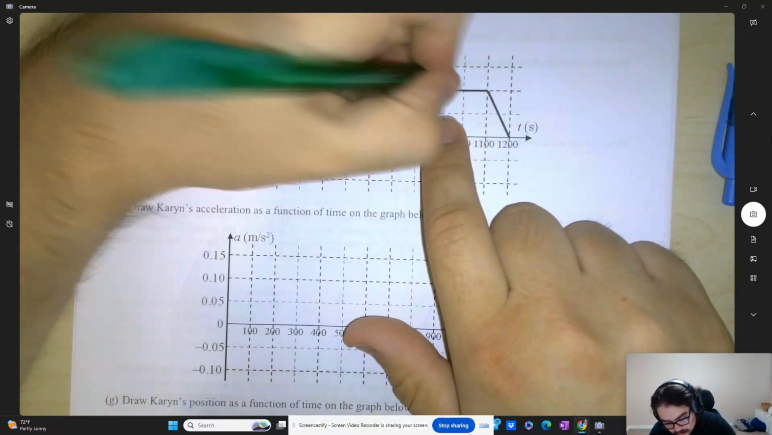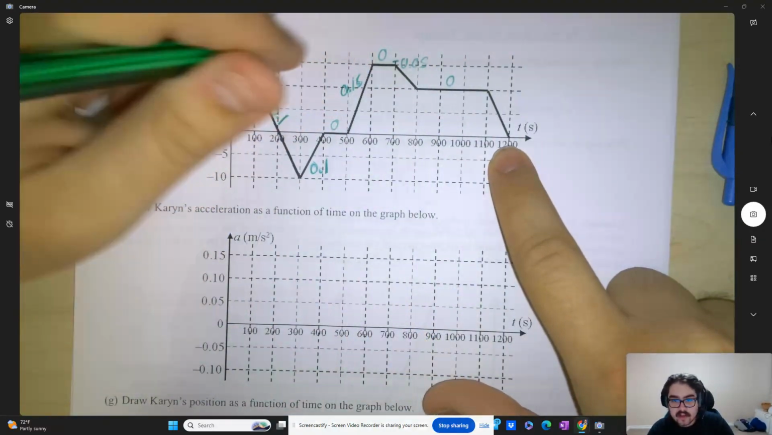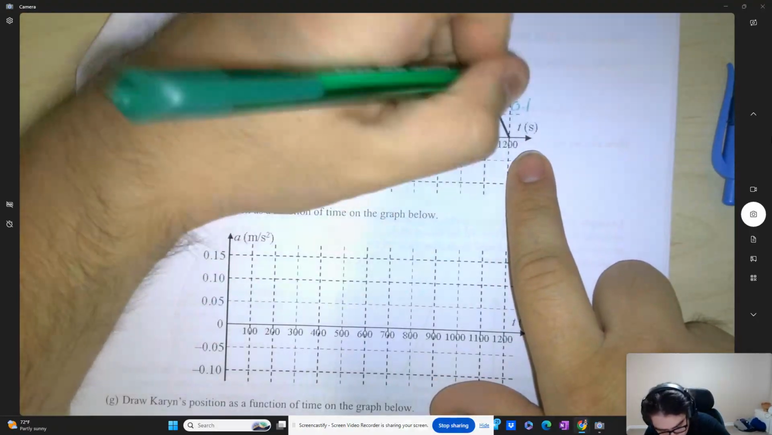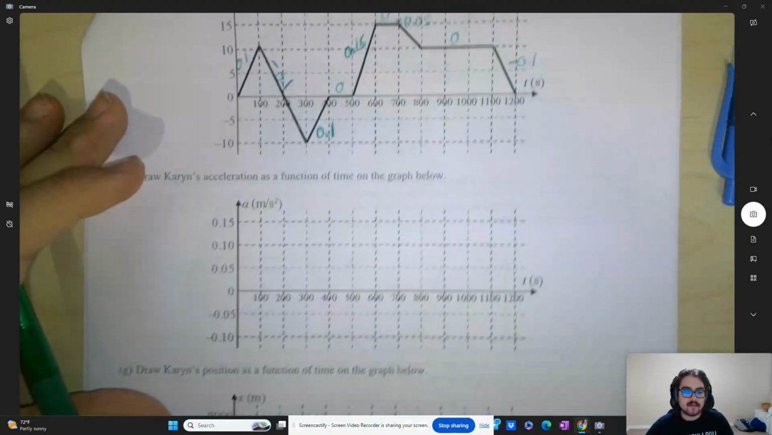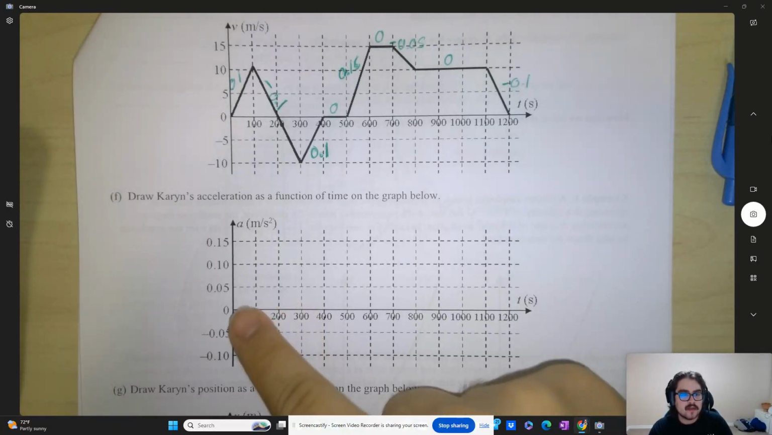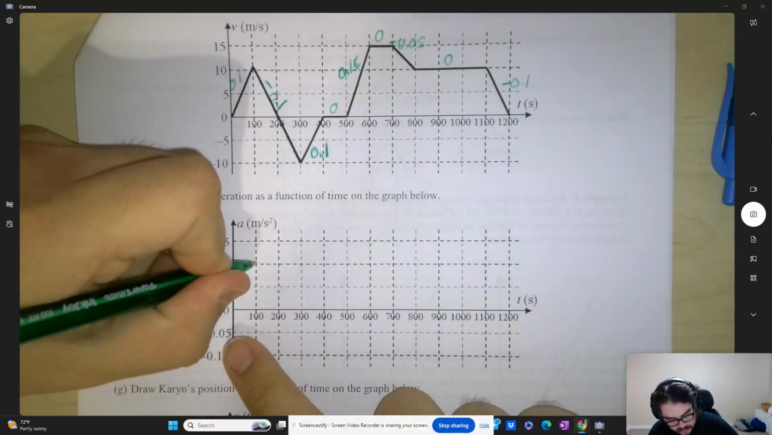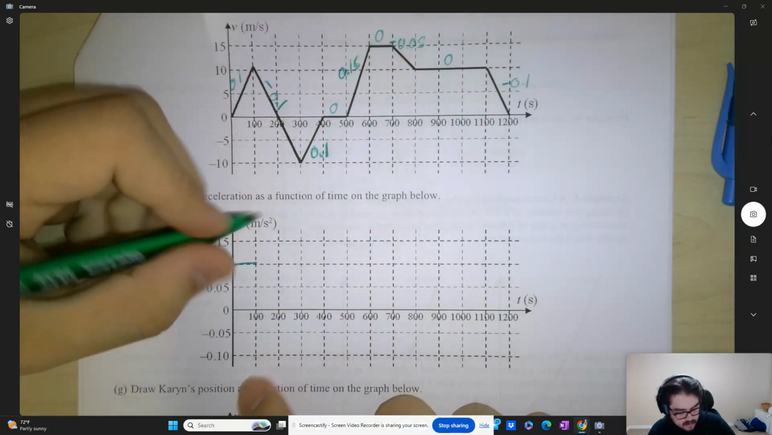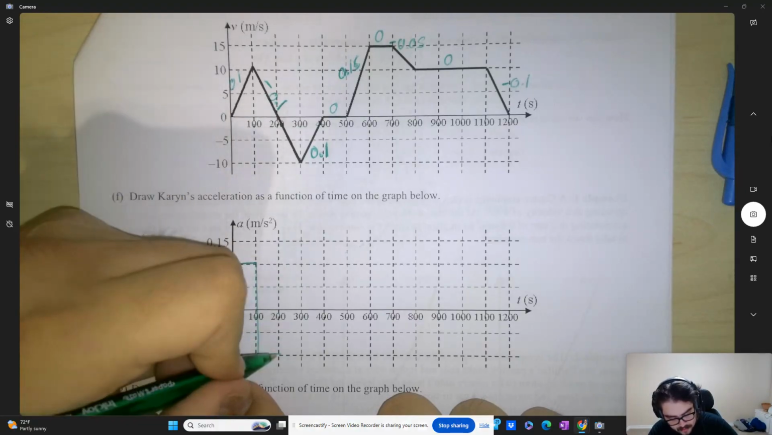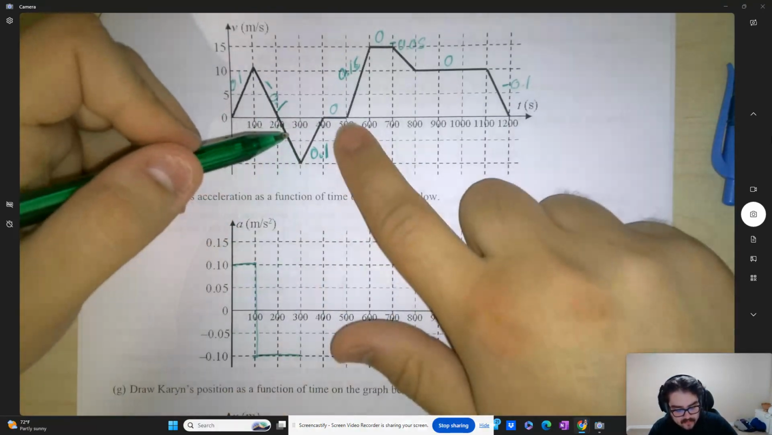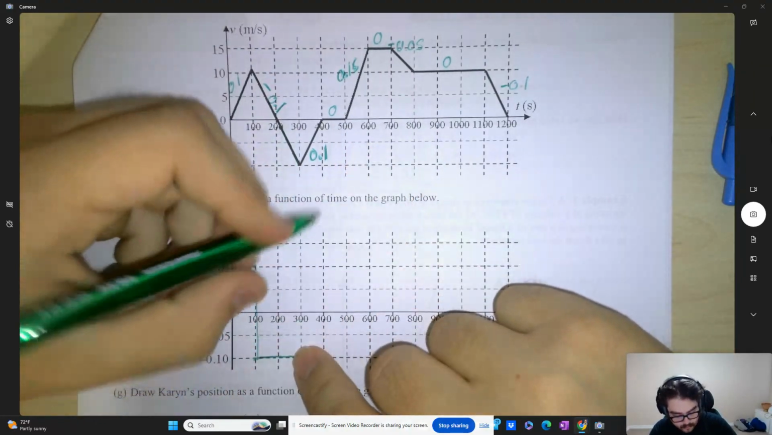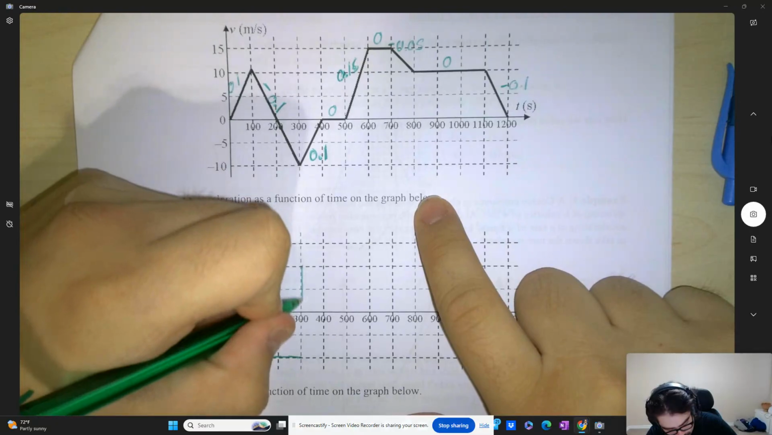This part right here has 0 slope. And then right here, our rise is 10, our run is 100. That gives you negative 0.1. So I've got all my slopes. Now what I've got to do is just draw the acceleration function, and it should be a series of steps. So I'm 0.1 for the first 100 seconds, and I jump down to negative 0.1 for the next segment. I do that until I hit 300. Between 300 and 400, I hit positive 0.1.